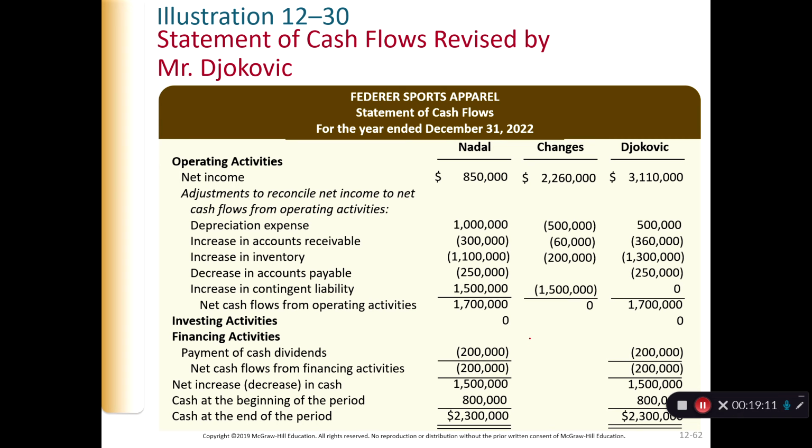As you can see, the net cash flow from operating activity, although there's a certain adjustment, no matter if it is Nadal or Djokovic, stayed at 1.7 million. So there's no difference in the statement of cash flow from operating activity. It certainly didn't change for the financing activity either. So the cash at the end of the period for the cash flow statement, no matter using Nadal's method or Djokovic's method, they all equal 2.3 million.